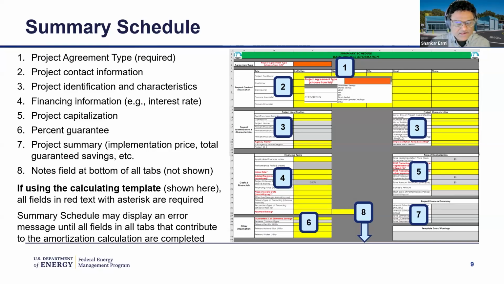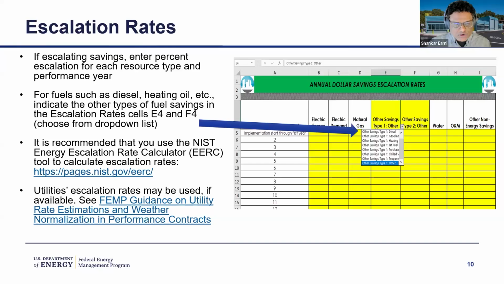On the next slide, this is where we capture the escalation rates. Since the savings are coming from different streams, the resources have to be escalated at different levels. There's electricity energy, obviously the kWh that's being saved, the demand aspect associated with the energy, and there's natural gas, and then there are other one and other two. These are the thermal things.